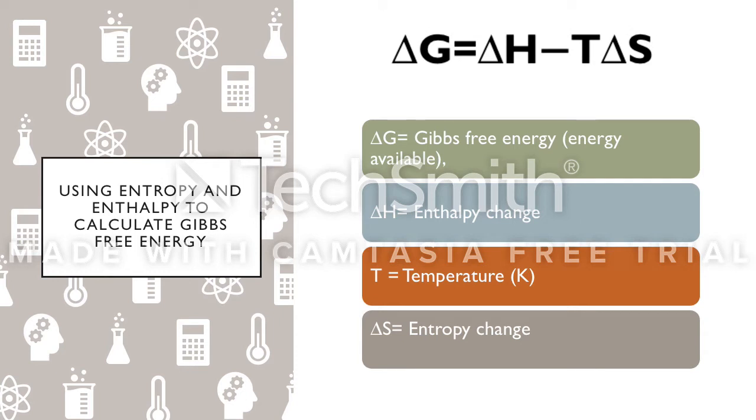Delta is that triangle, and that represents change. So delta G is the change in Gibbs free energy, which is energy available. Delta H is enthalpy change. T is temperature, and temperature will be measured in Kelvin. If it's measured in Celsius, all you have to do is add 273.15. Lastly is delta S, entropy change.